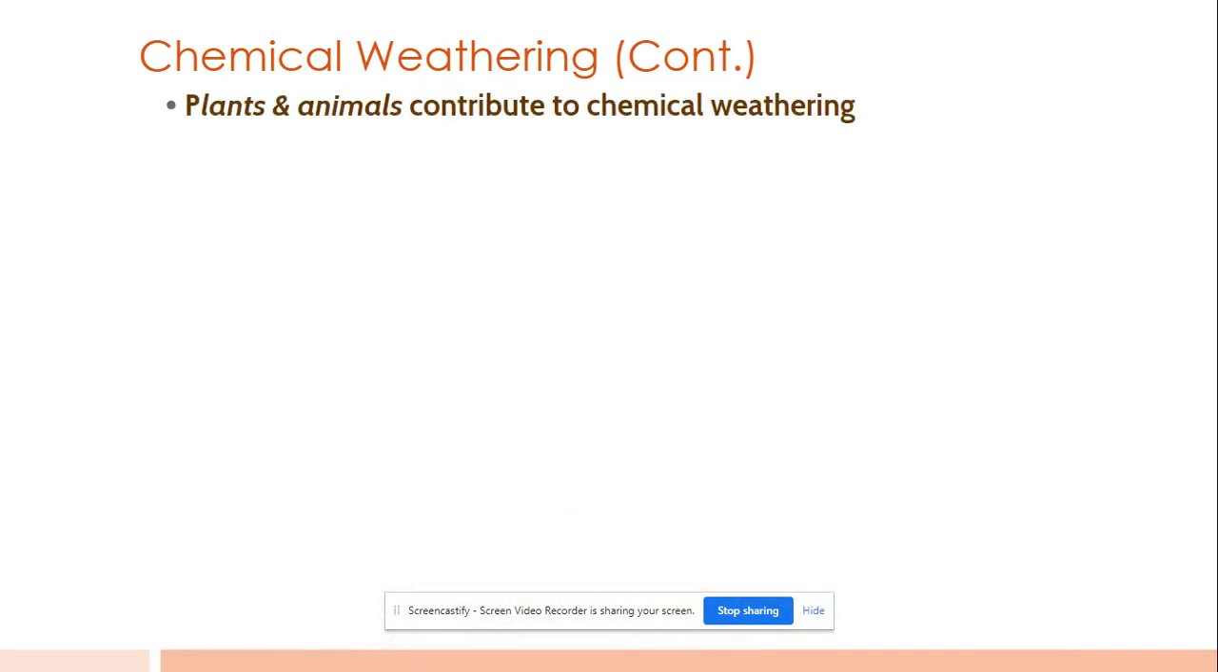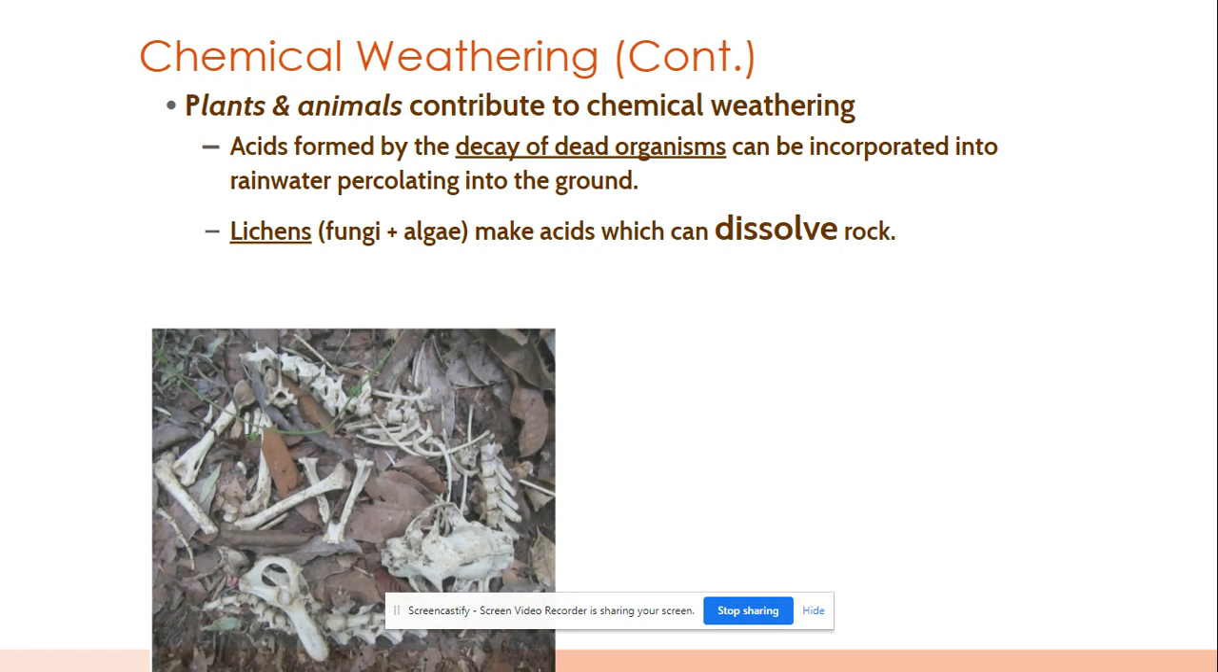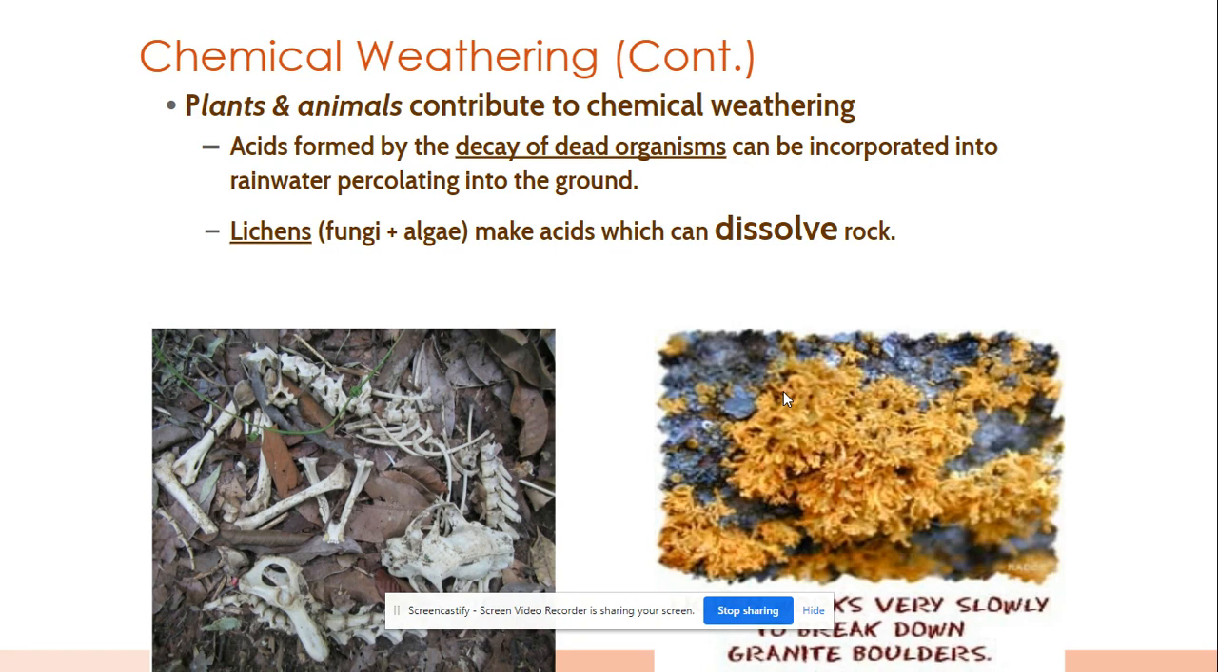Plants and animals also contribute to chemical weathering. The acids formed by the decay of dead organisms can incorporate into rainwater and percolate into the ground. So as they start to decay, they create a kind of acid, and that will break down rocks. Lichens, which are a fungus and algae, make acid, which can dissolve the rock very slowly.